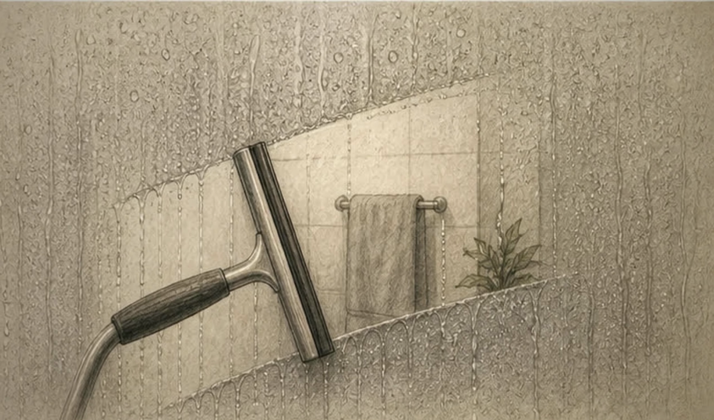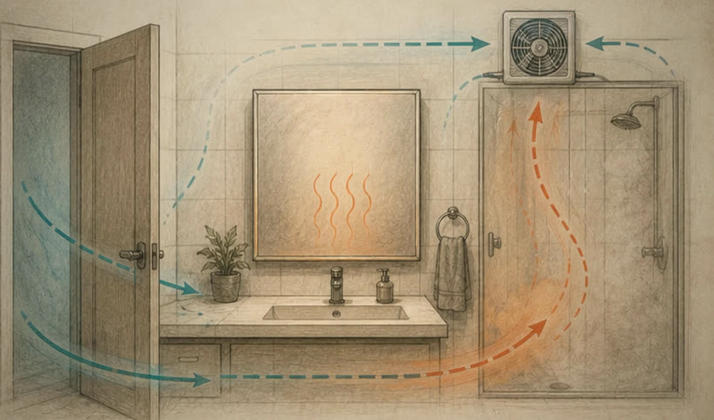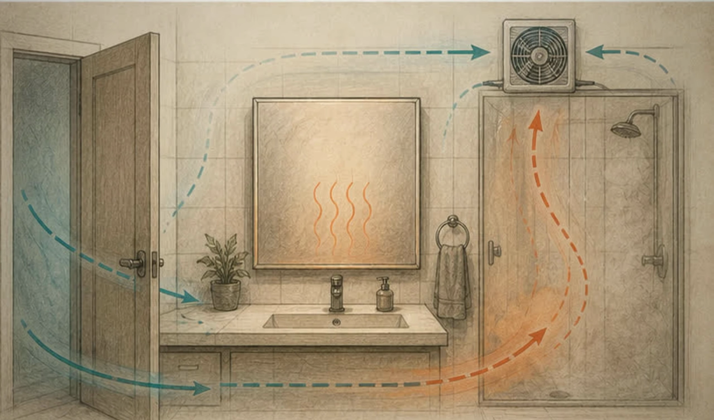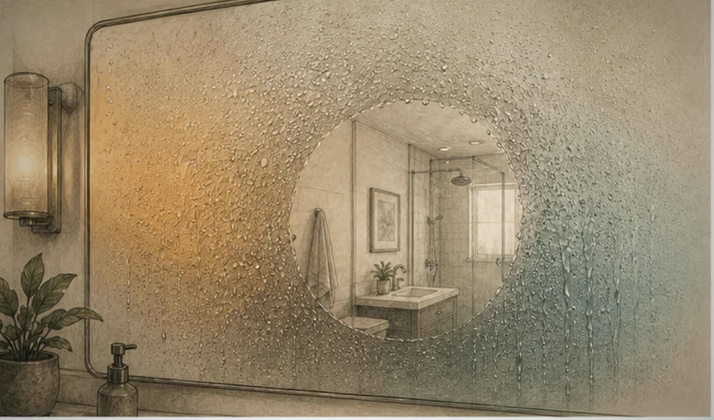The hotter and longer the shower, the more vapor enters the room. The colder the mirror, the faster its boundary layer reaches the dew point. More vapor plus a colder surface produces earlier and heavier fogging.